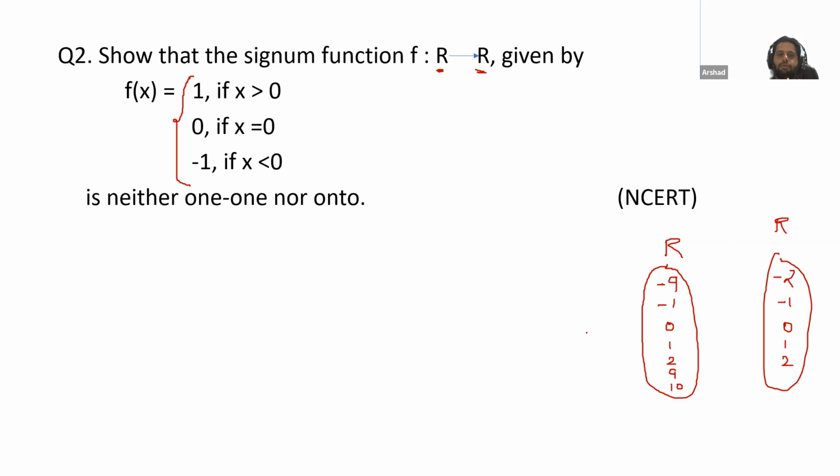Okay, check here. Show that the signum function f from R to R given by f(x) is equal to 1 when x is greater than 0. Okay, that means if you choose a value greater than 0, then what value of f(x) will you get? A 1. Then Atif, will you please tell me, if I choose this x equal to 1, x we will choose from here. So Atif, if we choose here, then in the second set, we need to associate this value with which number?